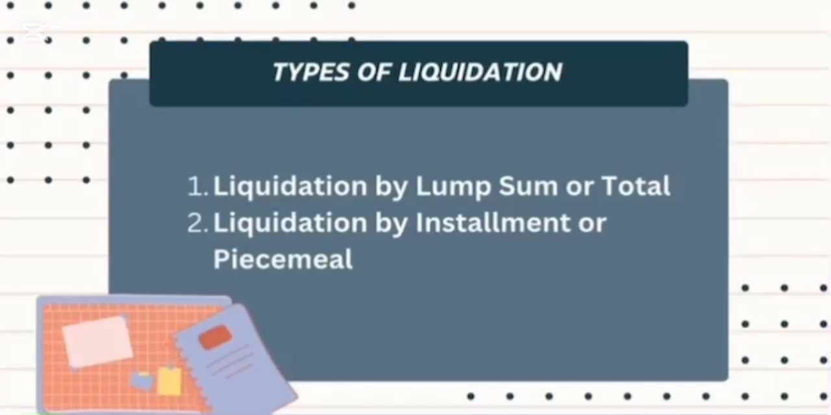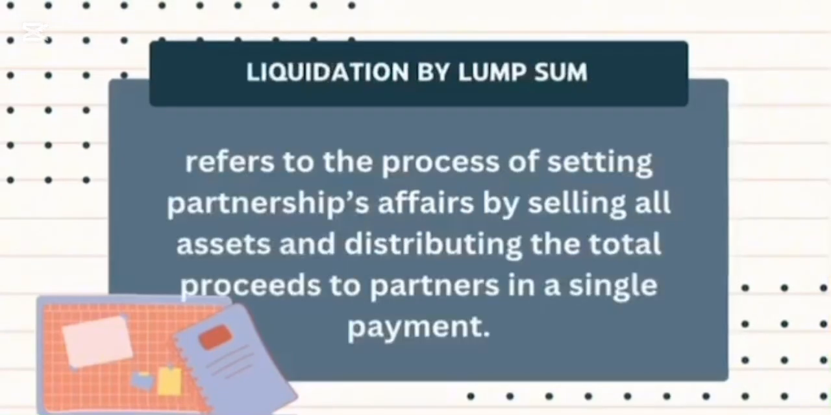Steps in liquidation process. When the partnership is to be liquidated, the books should be adjusted and all nominal accounts are closed. The drawing account, which was held open in a going concern, is closed to the capital accounts because cash settlement shall be based on the partners' capital balances.